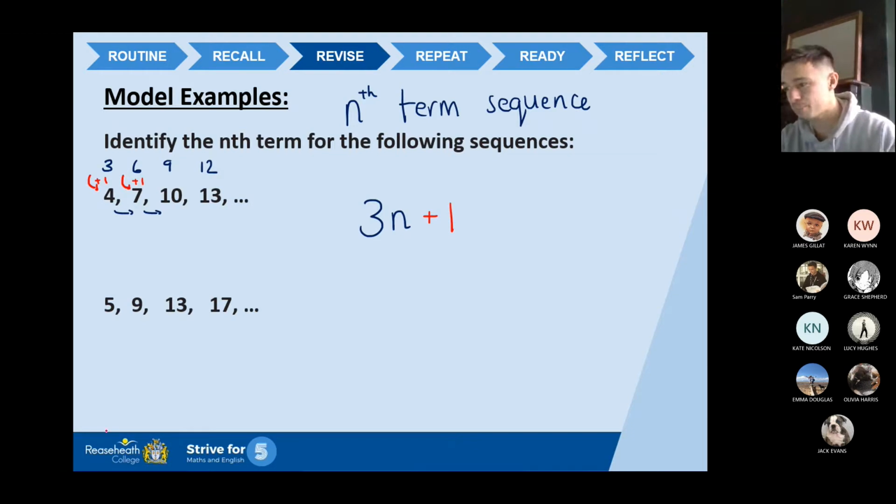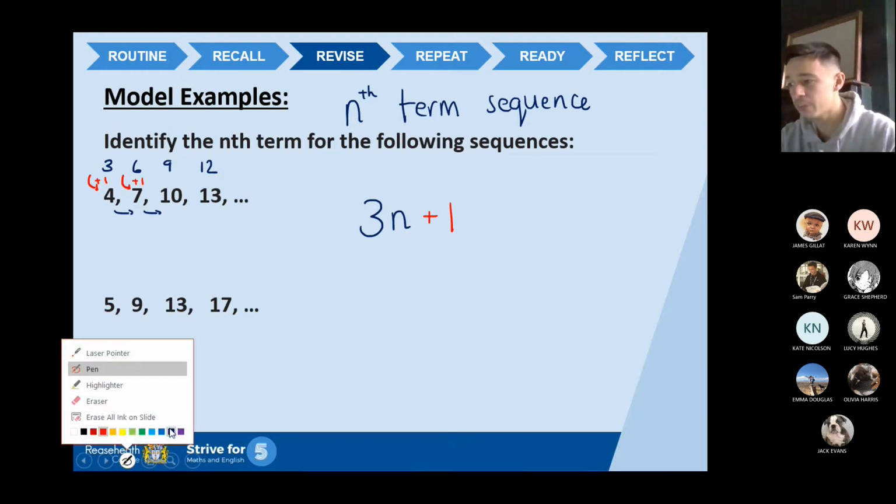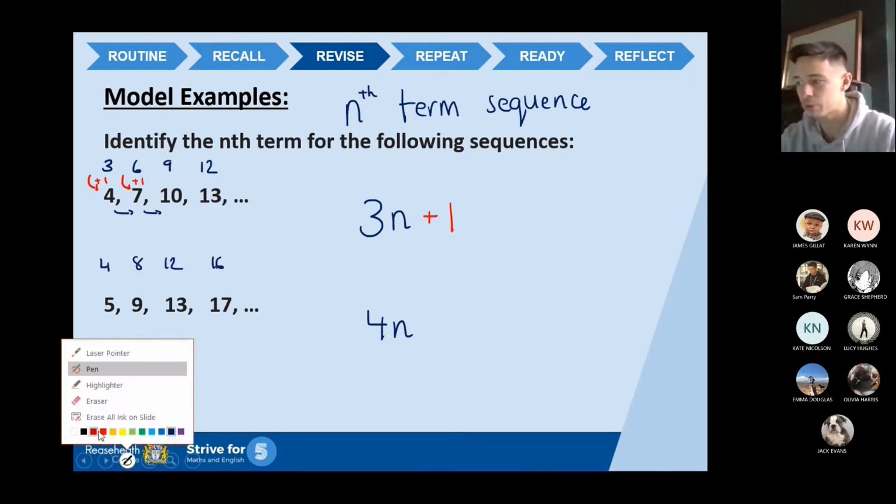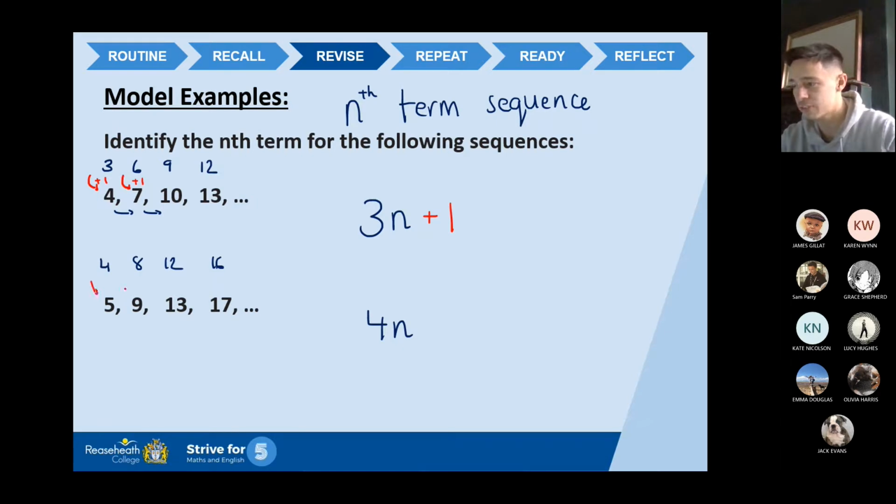If we have a look at the next one, once again, identify what they're going up in. So they're going up in 4s. So it's going to be 4n. 4, 8, 12, 16. Well, already I think some of you are spotting this. How do I get from 4 to 5? 8 to 9, 12 to 13. I add 1. 3n plus 1 for the first, 4n plus 1 for the second.